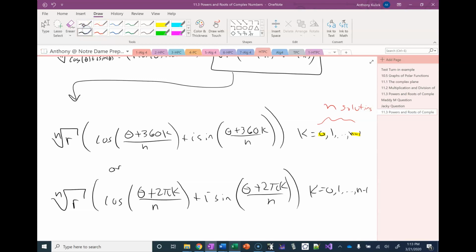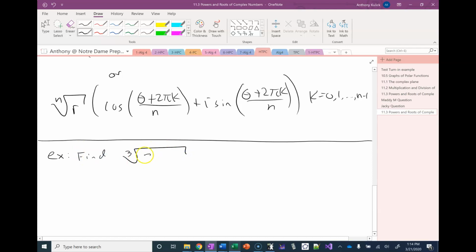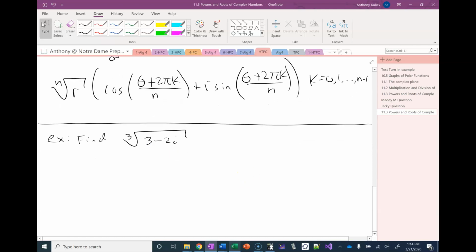So let's look at an example or two here to get the hang of this. Because while it's not a complicated idea, doing a specific example certainly helps. So what if we want the cube root of 3 minus 2i? The first thing I'm going to do is take my complex number, which is 3 minus 2i, and convert this into trigonometric form.